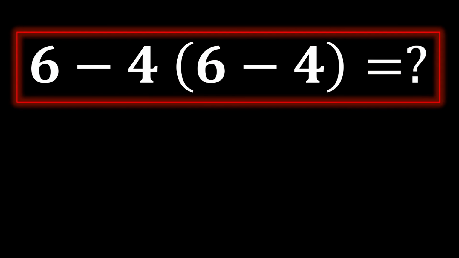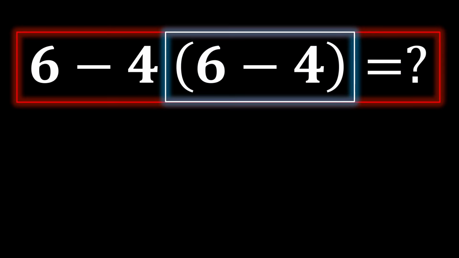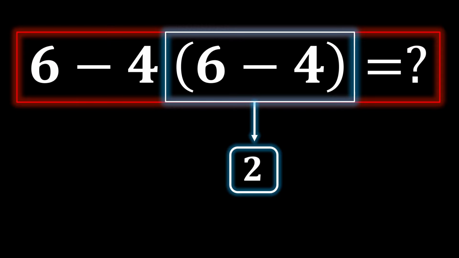6 minus 4 multiplied by 6 minus 4. According to PEMDAS, we first evaluate the expression inside the parentheses. 6 minus 4 gives us 2.